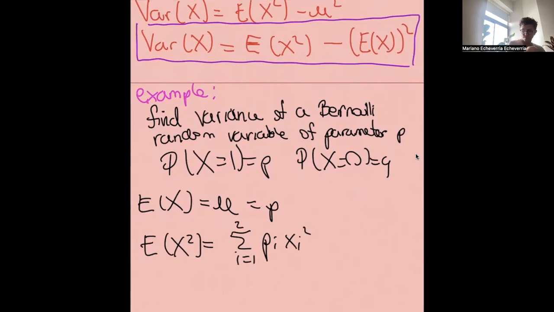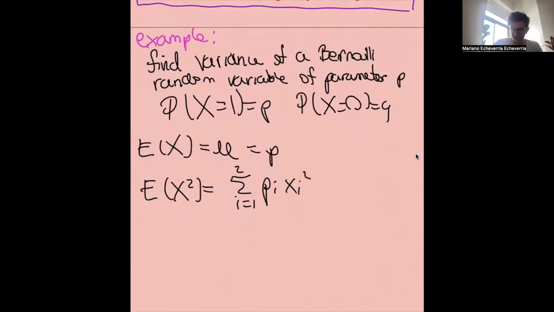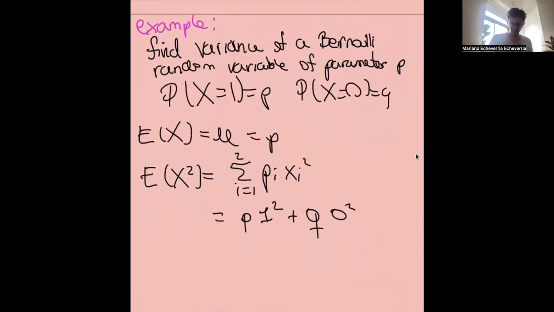So for the Bernoulli random variable, we could call this the first value and this one the second value, I guess. So this would be p times 1 squared plus, sorry, plus q times 0 squared, right? So the second moment is kind of fun.